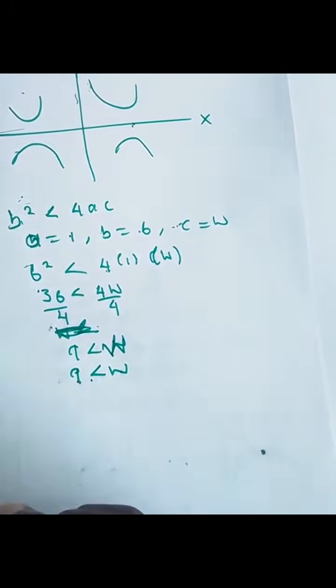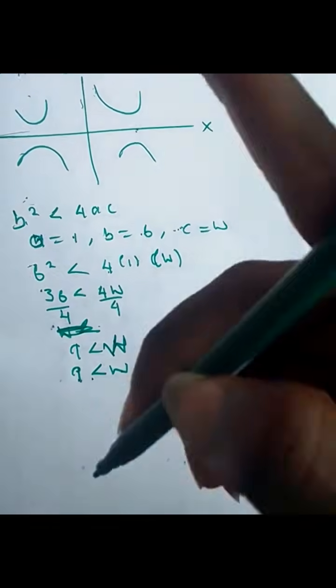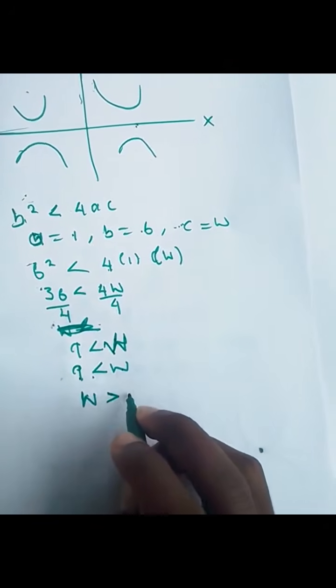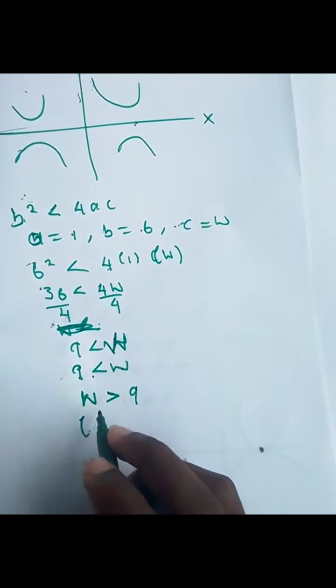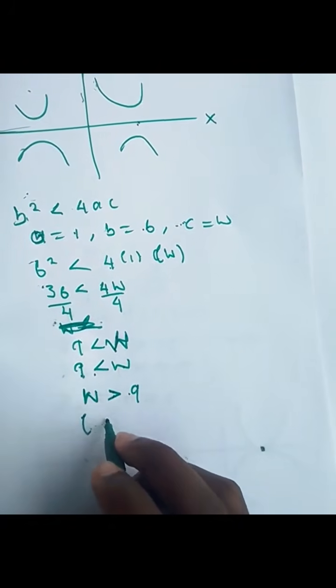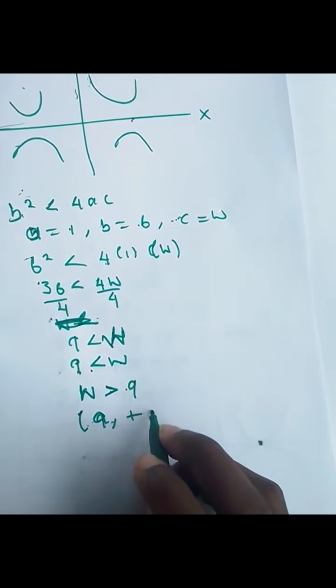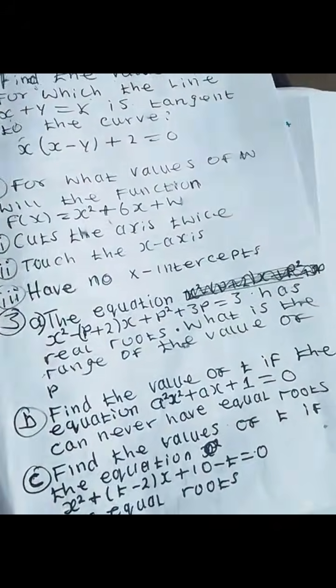Now, if 9 is less than w, it means that w is greater than 9, which I can also write. This means that w is greater than 9. So I can write the values as, if it is greater than 9 and there's no equality sign, we start from 9. If we write it in intervals, it's going to be like this. Makes sense, right? So all you need to understand are the discriminants and how you can apply them in the questions. So let's go to question 3.